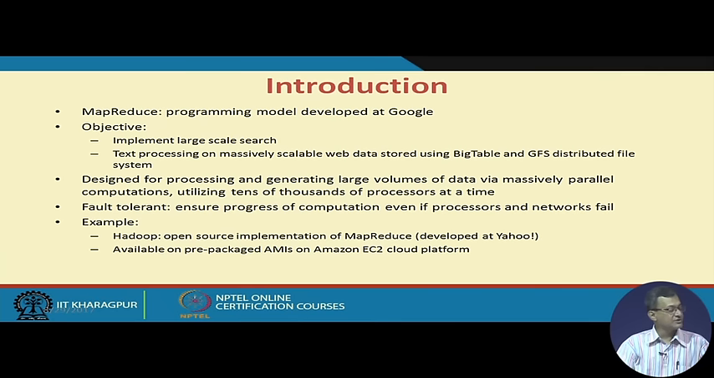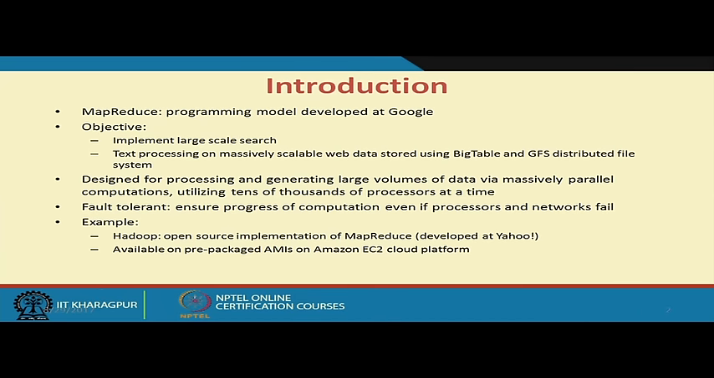It is designed for processing and generating large volumes of data by massively parallel computation, utilizing tens of thousands of processors at a time, right. So, there are a huge number of processors, and the question is whether there is inherent parallelism in the problem that I can exploit.